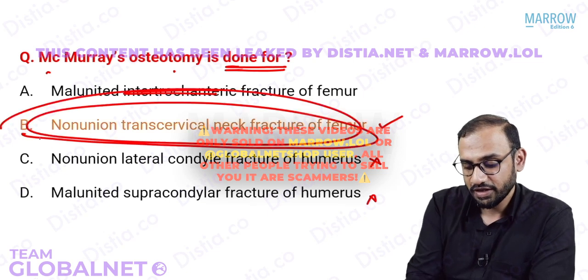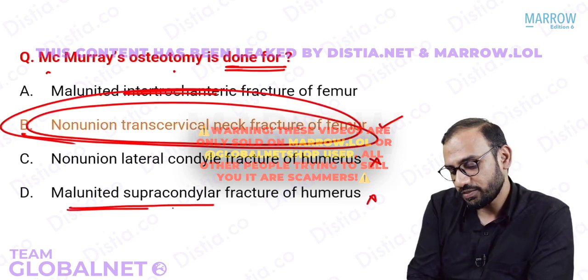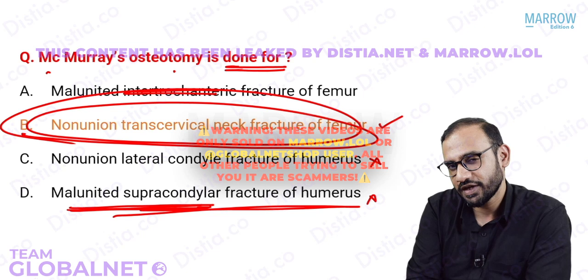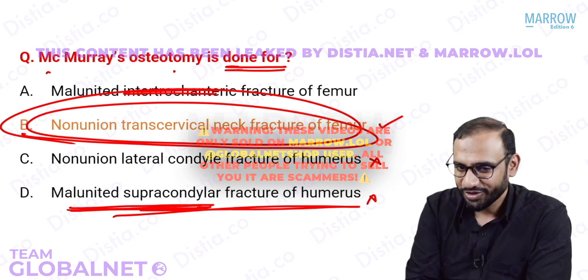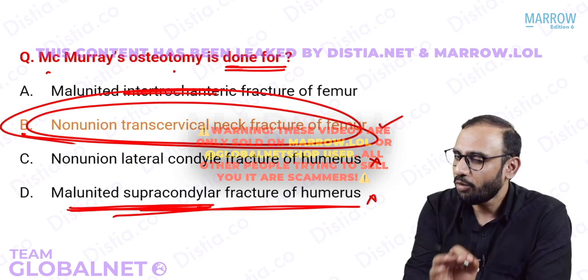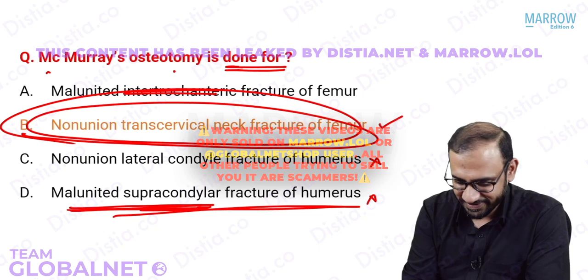But also tell me, what is the osteotomy you will use for malunited supracondylar fracture of humerus? First tell me, what is the malunion in supracondylar humerus fracture? Gunstock deformity, yes. Cubitus varus, yes. What is the osteotomy you will use? Modified French osteotomy, yes.